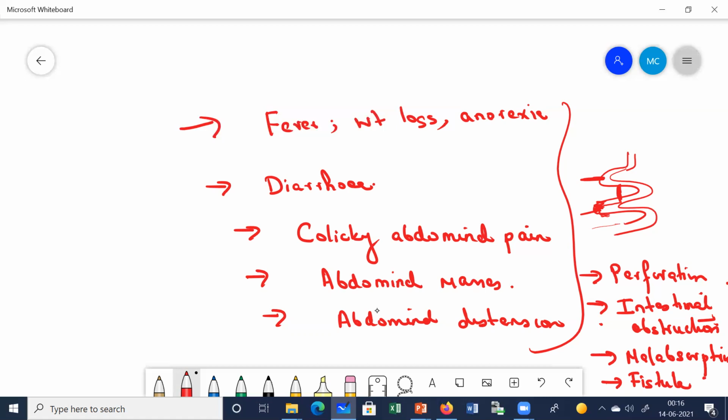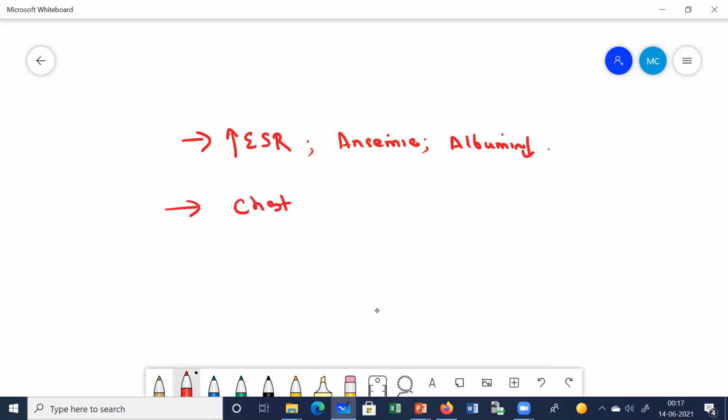Clear? Next, let us come to the investigations. First, let us look at the basic investigations. Obviously, we are going to do a CBC. We are going to look for the ESR in these patients. The ESR is raised, and anemia is often present. The albumin levels are often decreased, hypoalbuminemia. Then we go for the chest X-ray, because sometimes, as I told you, the primary focus is in the lungs, from where the hematogenous spread occurs. The chest X-ray will either show an active tubercular lesion, or it can show an old tubercular lesion.